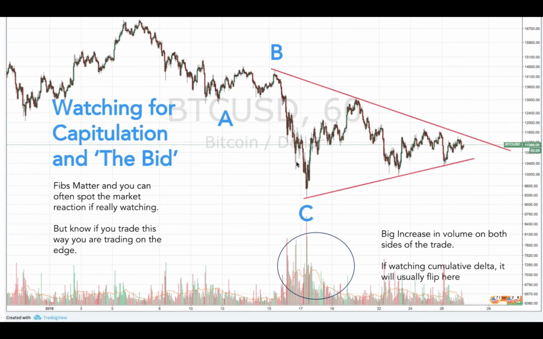Anyway, this is just a technique. If you watch the market really closely, you can see the capitulation happen and the bid start to come in right at the fib target. And if you're not clear where that's going to be, just let me know.